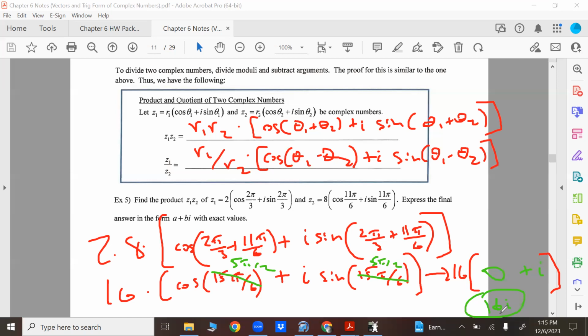Why don't you guys try example 6 on your own really quickly? Now, in this case, there are degrees. I said we're going to use radians, but there are degrees here. Try example 6. I'll give you guys a couple minutes. Then we'll move on to powers and zeros of complex numbers.